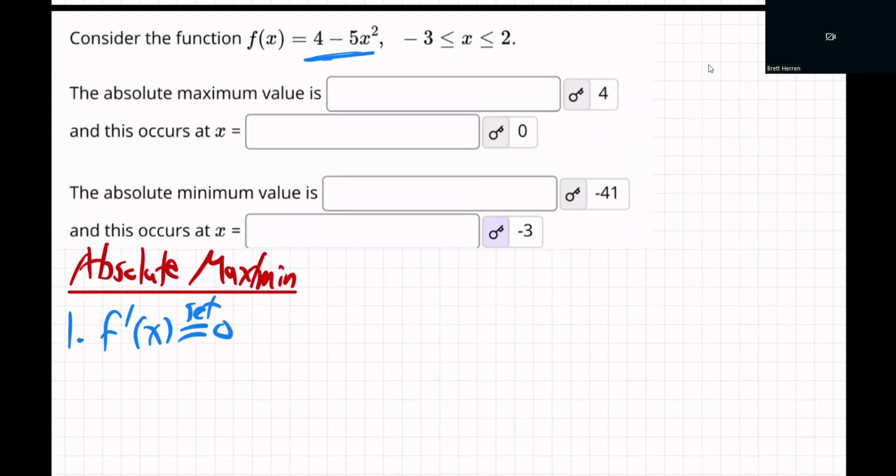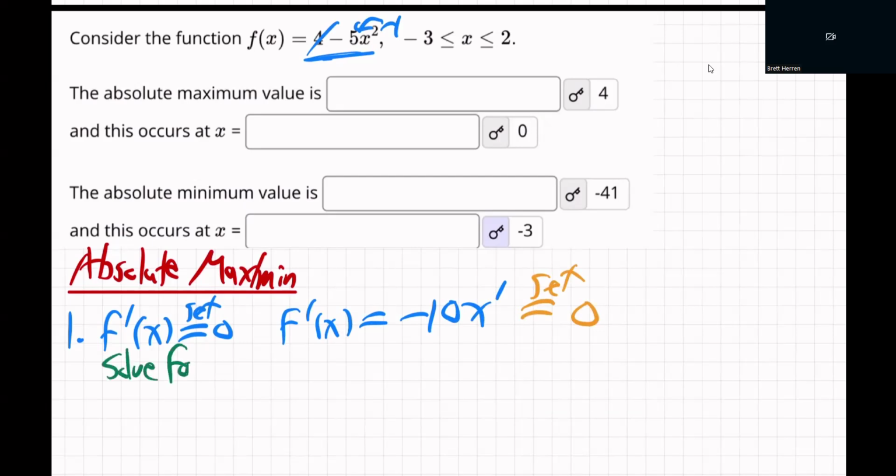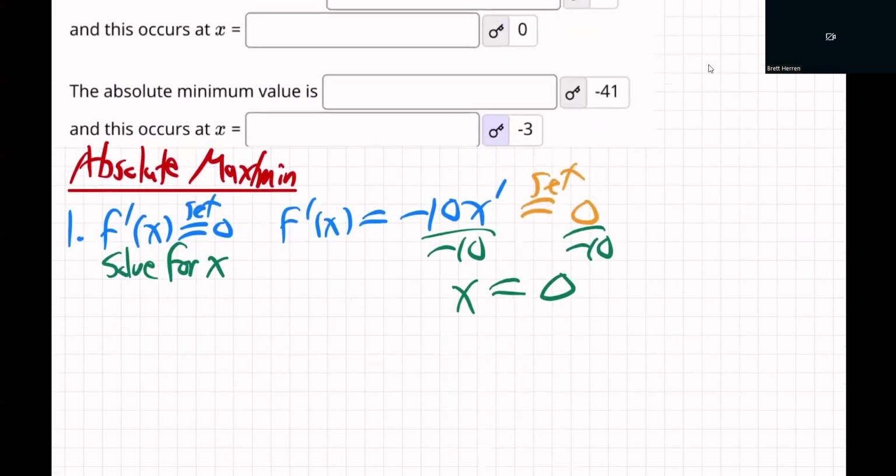So I'm going to take this function, take the derivative. This part's just 0. This 2 comes down, minus 10x to the 1, right? Subtract 1 from the power. And I'm going to set it equal to 0, because I want to know what makes that derivative 0. Solve for x. So divide by negative 10. That's pretty straightforward. x is just 0. So x equals 0.